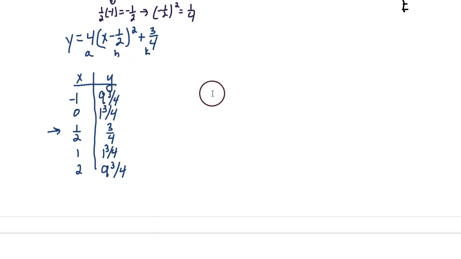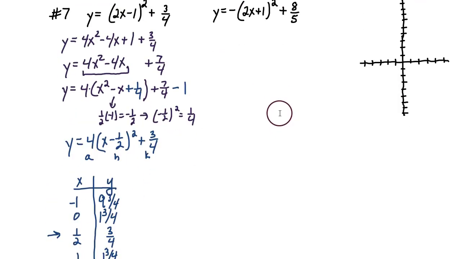Now we can graph that on the grid that we had up above. 1/2, 3/4 is located about right here. 1, 1 and 3/4 is here, and 0, 1 and 3/4 is here. And then 2, 9 and 3/4 is up here. 1, 2, 3, 4, 5, 6, 7, 8, 9. So right up at the top of the video screen. And a corresponding dot here. So here is that parabola.